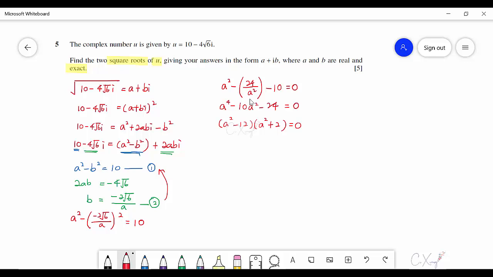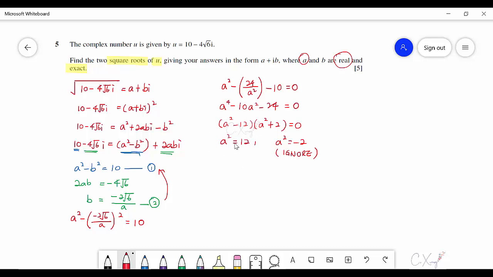And then from here, you will realize that a equals 12, and also a squared equals negative 2. And since they tell you that a should be a real number, you should ignore this part of the answer, because when you take the square root of negative 2, a will not be a real number. All right, so I'll ignore this part here. Okay, I'll continue with the first one, this part.